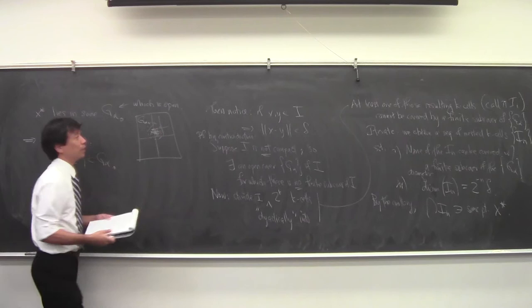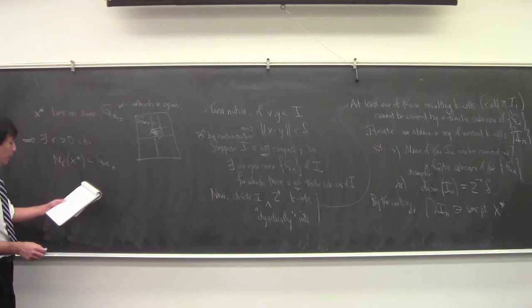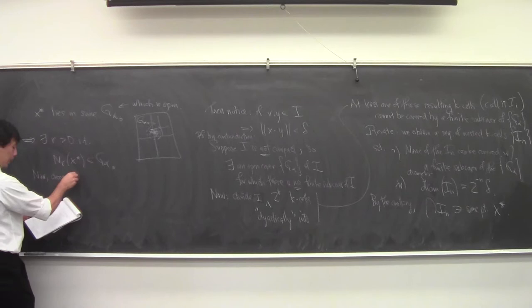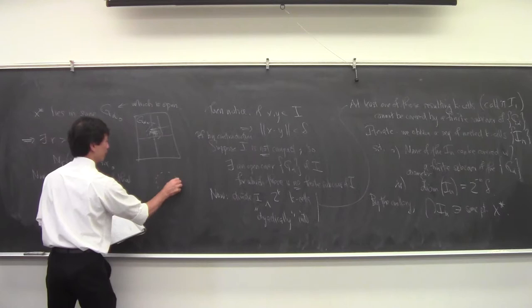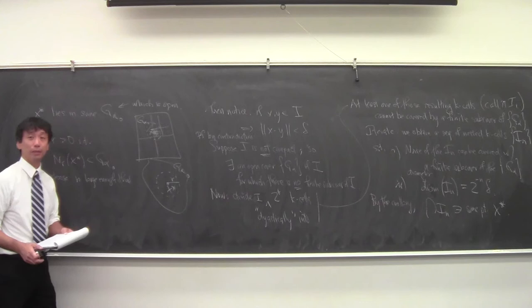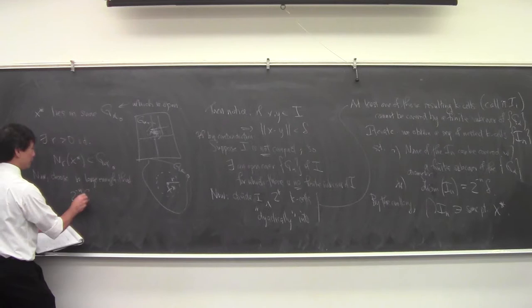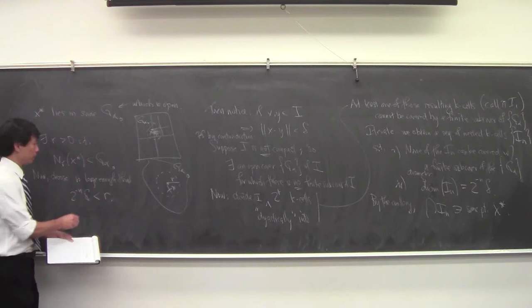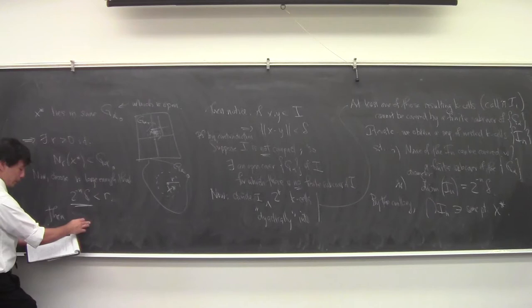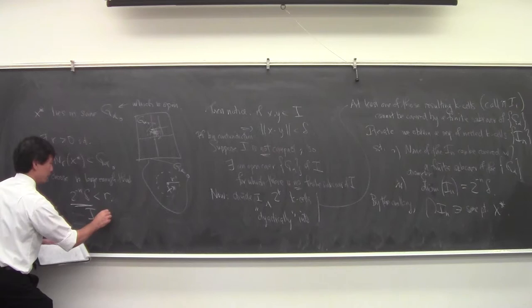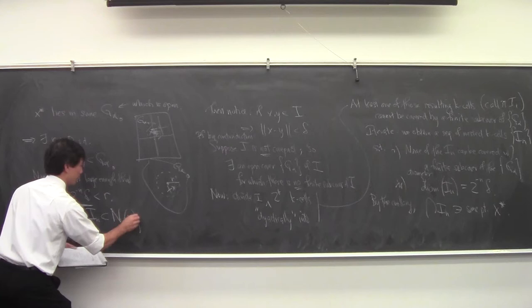But now choose n large enough that, so here is our x star, and we know that there's some radius r that lies inside of the G alpha. Now choose n large enough that 2 to the minus n delta is less than r. Then I sub n is contained in that r neighborhood of x star, which is contained in G alpha naught.